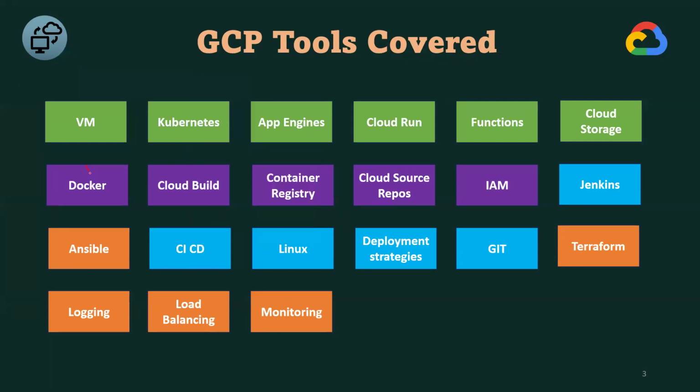Docker, Cloud Build, Container Registry, Cloud Source Repositories, IAM, and Jenkins. And Ansible is also covered, and CI/CD pipelines, how to create end-to-end pipelines, that we are going to cover. Linux also we are covering, Linux basics, which is very important for us. And deployment strategies, blue-green strategies, so multiple strategies are there. So that also we are covering.